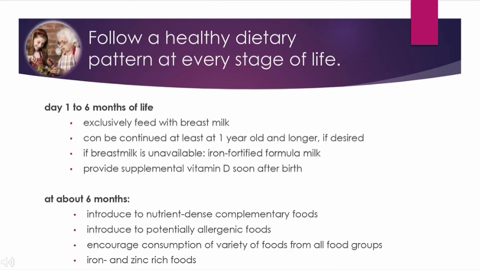Now at around 6 months, we introduce complementary feeding. Important points here: start with nutrient-dense foods. Include iron and zinc-rich foods because deficiencies are common. Introduce allergenic foods early. This actually helps prevent allergies. And very importantly, encourage variety of foods from all groups. Why? Because early exposure shapes long-term eating habits. So even at this stage, we are already building the patient's future dietary pattern. This is something to remember, especially when educating parents.